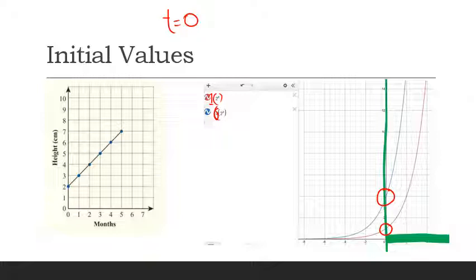If you just have a look at the left, this is a linear graph, it's not exponential, and it models the growth of a sunflower over a couple of months. You can tell straight away from looking at that graph that the y-intercept is 2, so that the initial value, when t equals 0, the initial value was 2.